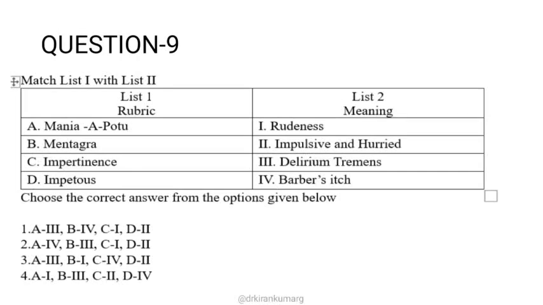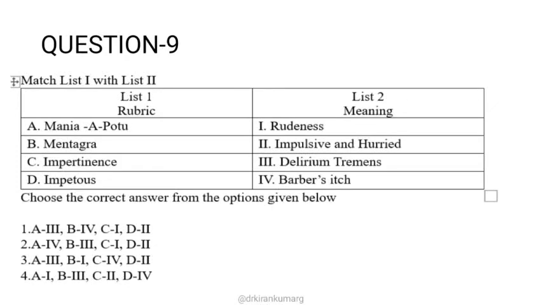So you have mania apoto, mentagra, impertinence and impetuous. If you have already opened the repertory and are thorough with it, this question is taken from BBCR, and you have many older terminologies. Say for example, mania apoto. It is a Latin word for delirium tremens. So you can rule out directly: option A is nothing but 3.